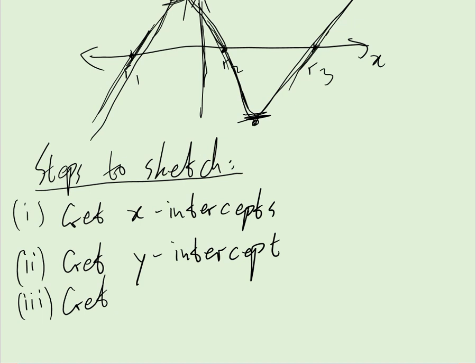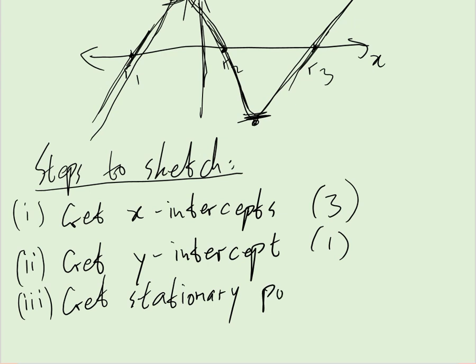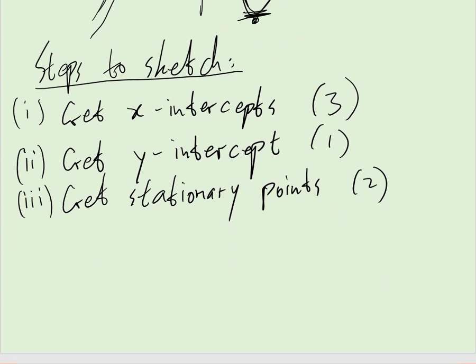So there are 3 x-intercepts, there's 1 y-intercept, and then we get the stationary or turning points. I'm going to call them stationary points. And then there'll be 2 of these. Now we'll see why. We have to use some calculus here, but we'll get there eventually. So let's begin by getting the roots first.